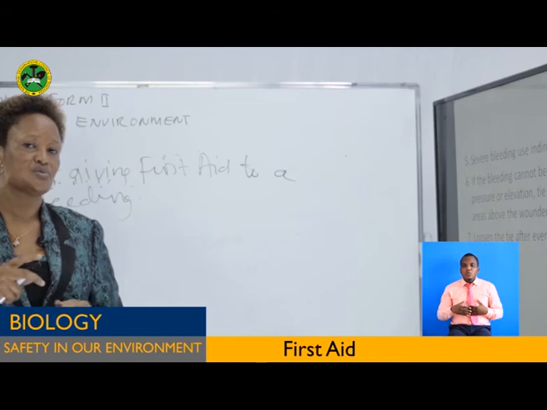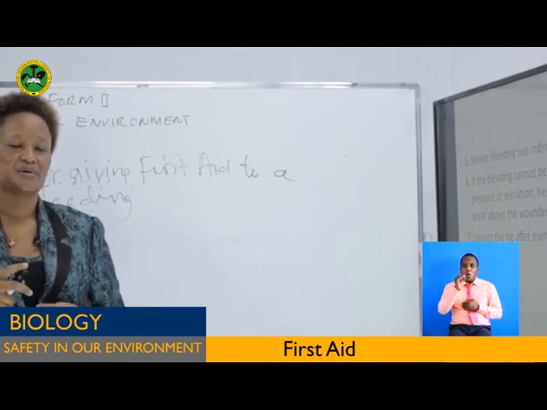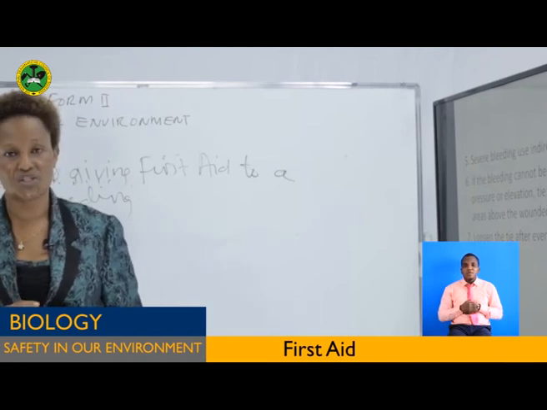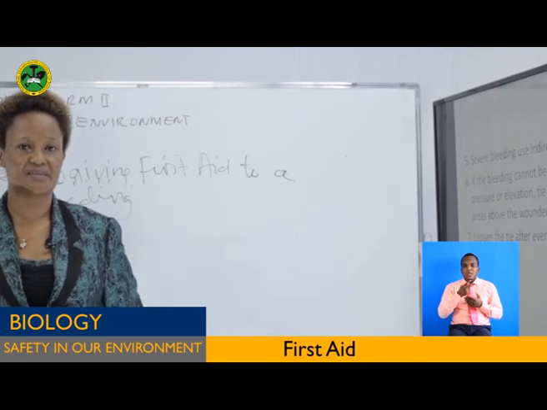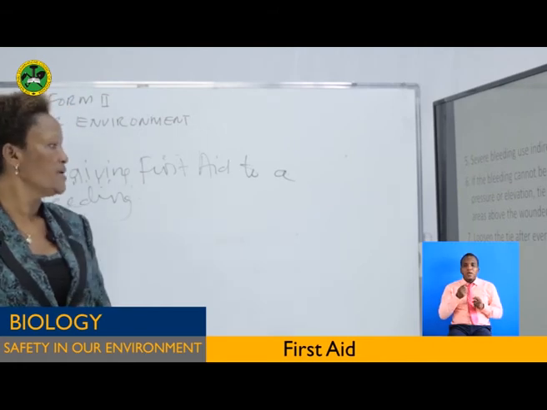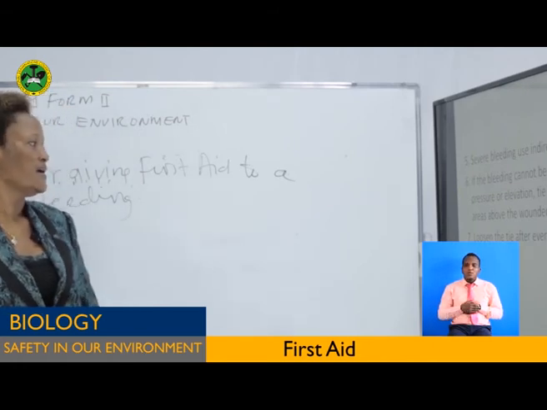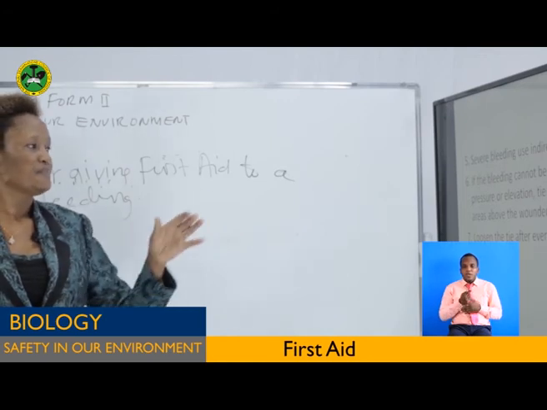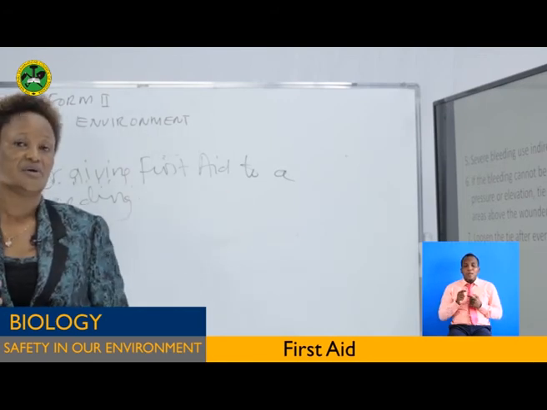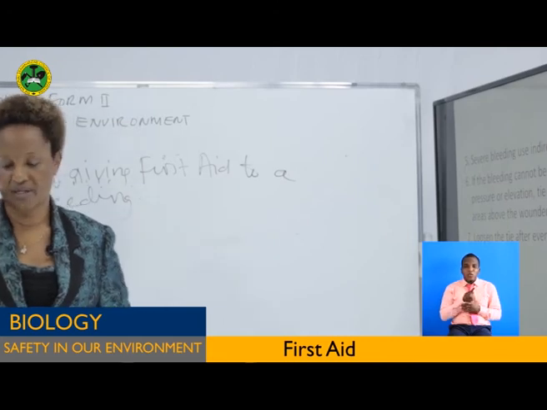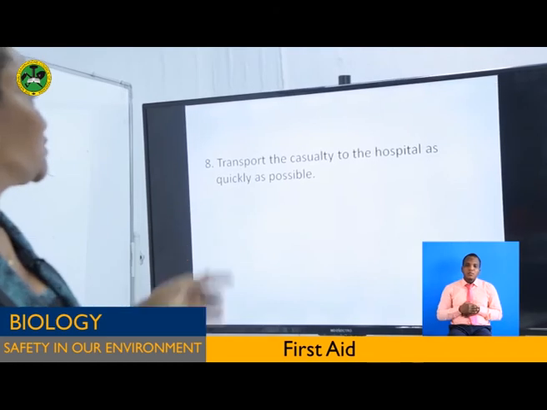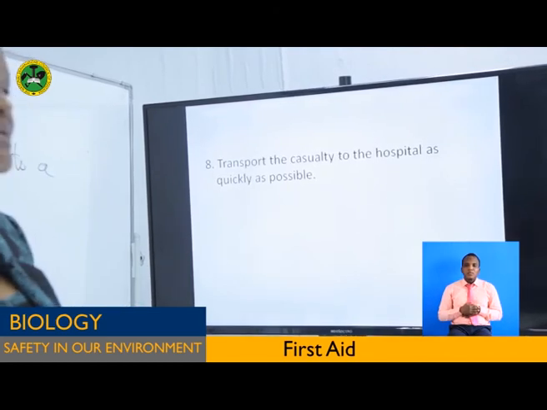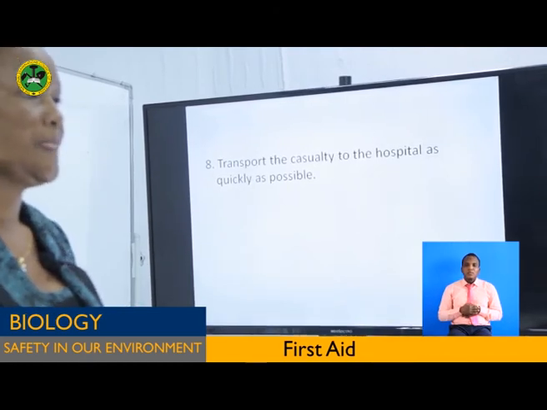And also you have to loosen this wrap to check if blood has stopped. But finally, our last procedure is that if blood is still coming out, you have to rush the victim to the hospital. Transport the casualty to the hospital as quickly as possible.